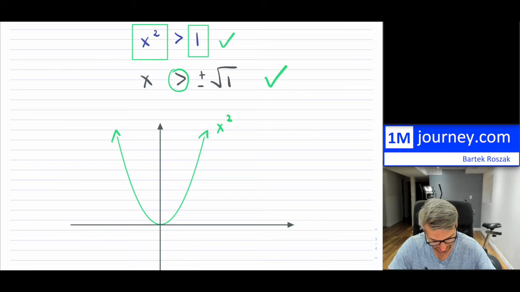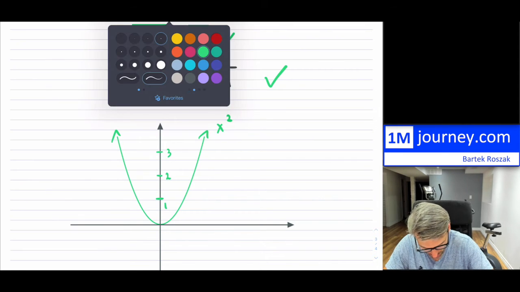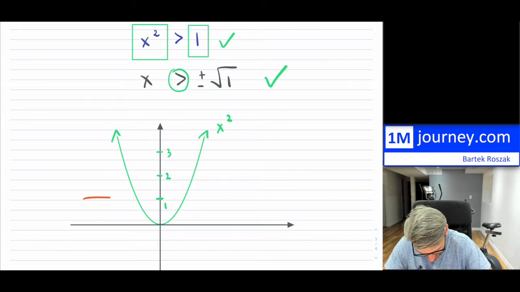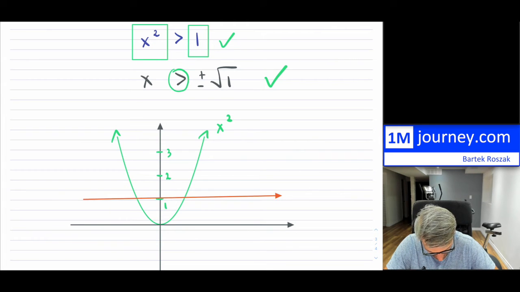Now, what is 1? If you plot 1, let's say this is 1 right there, this is 2, this is 3, and so on. What you would have is a flat line going through 1 like this. All right, so we would have that.